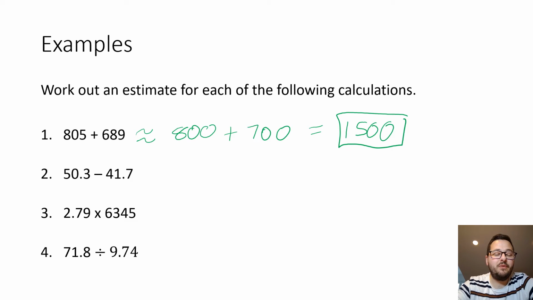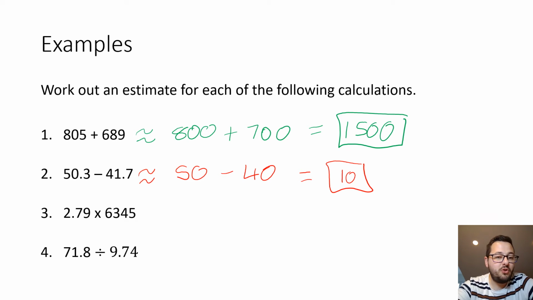Okay, next one, we've got 50.3 minus 41.7. Well, this is approximately equal to, so 50.3 I can round to 50, and 41.7 I can round down to 40. And 50, take away 40, is 10.